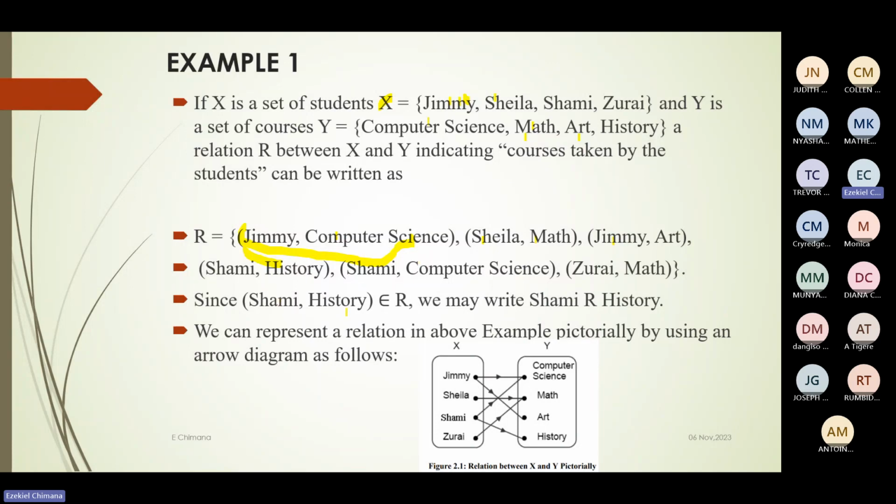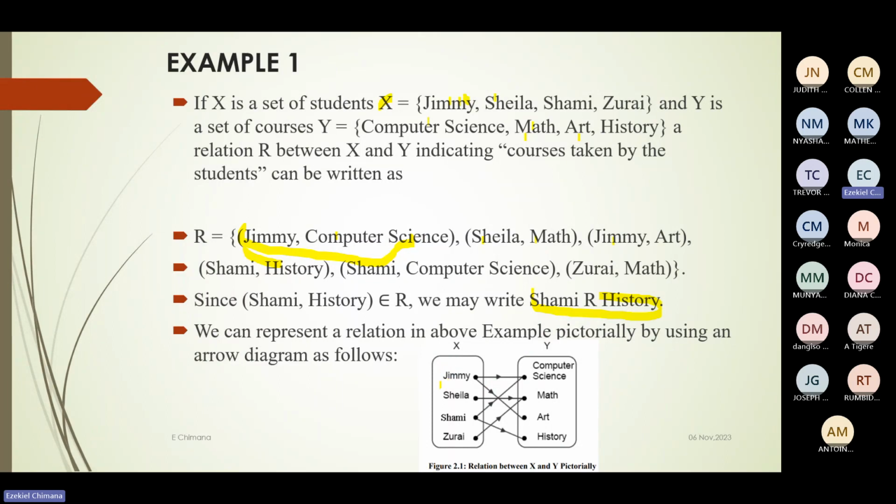So since Shami, then history is an element of our relation R, we may write Shami related to history, just like this: Shami, then R, history. It means Shami is related to history. So we can represent a relation in the above example pictorially by using an arrow diagram as follows. So you can use a diagram to represent a relation.